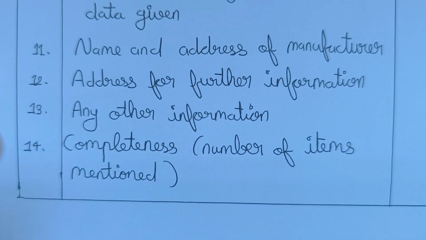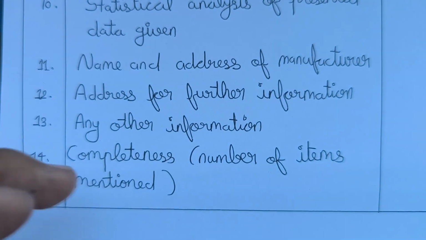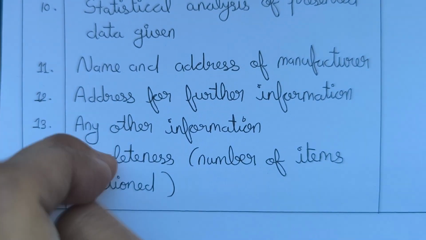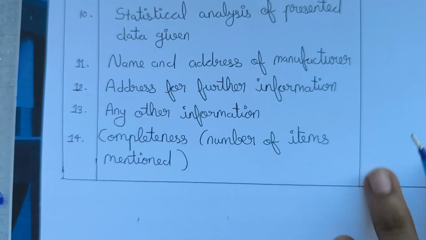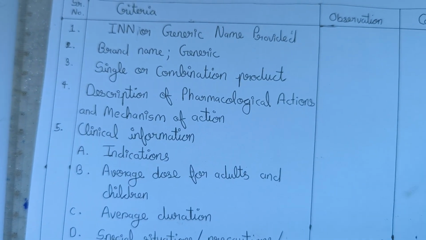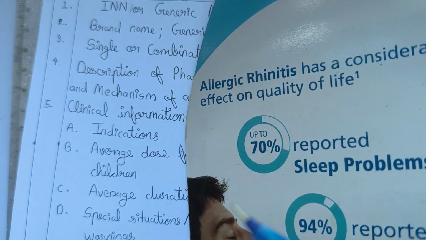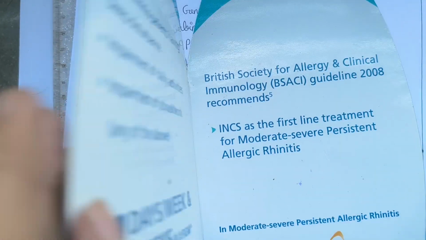And what is the completeness? That is, all the above mentioned criteria are mentioned or not. That refers to completeness. So let's see one by one. International non-proprietary name or generic name. It's the name which is common for all the drugs.